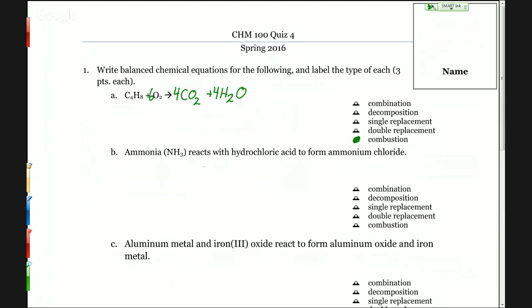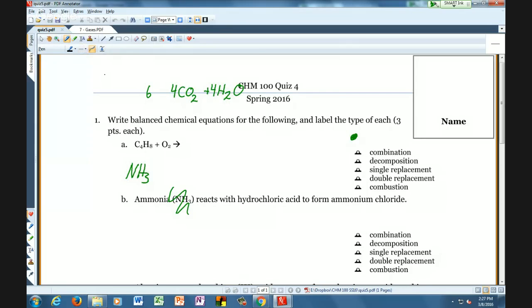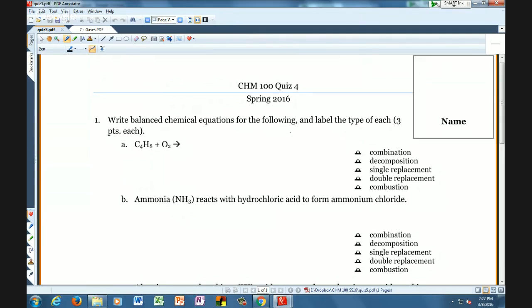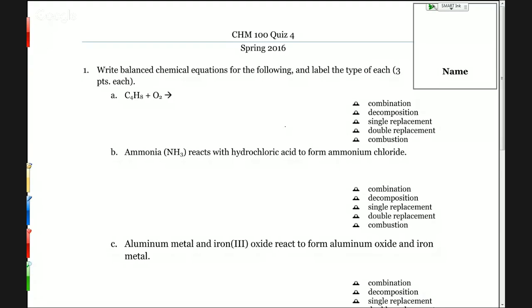Next, we've got ammonia reacting with hydrochloric acid. So why am I stuck on green here? All right. Well, oh, okay. That's fine. All right, let's try that again.